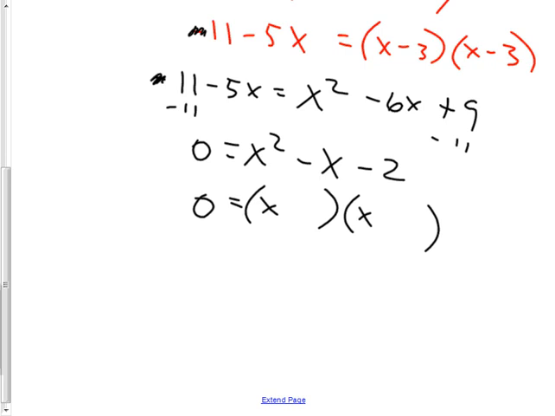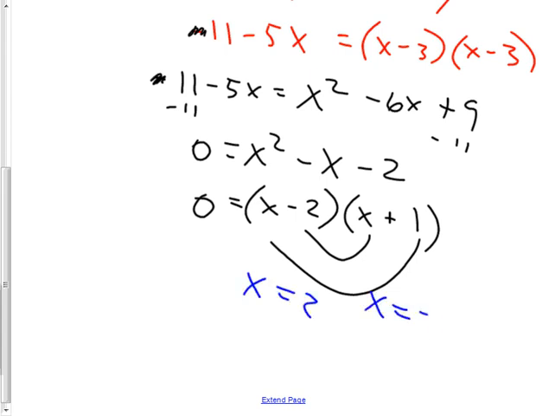And now this next part, to get this negative 2, I have to do something times something that makes negative 2. Negative 2 times positive 1 would make negative 2. And then would my outside and my inside make negative x? Yep. So it worked. I already got that. Now I can just say, what are the answers? X equals 2 and x equals negative 1. Yay.